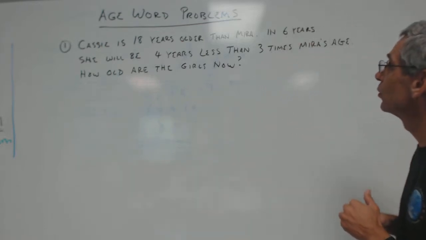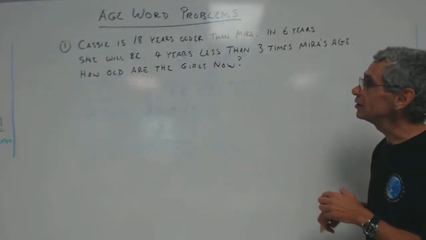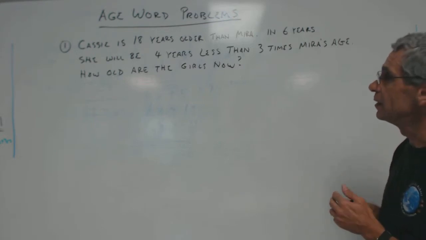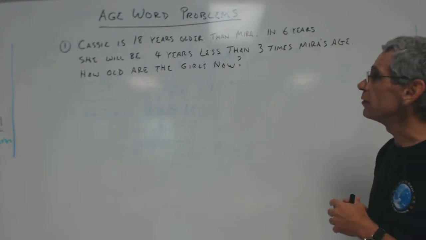Cassie is 18 years older than Mira. In 6 years, she will be 4 years less than 3 times Mira's age. How old are the girls now?